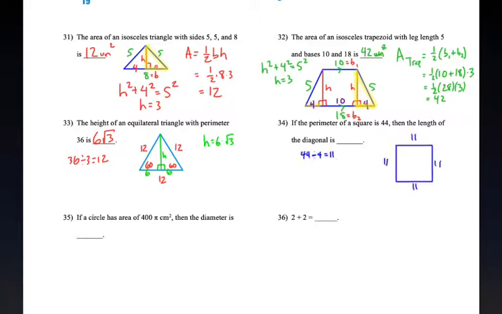The perimeter of the square is 44, therefore 11 all the way around. The diagonal chops it into two 45, 45, 90 triangles. So from the leg to the hypotenuse, which is what we're solving for, is multiplying times the square root of 2.